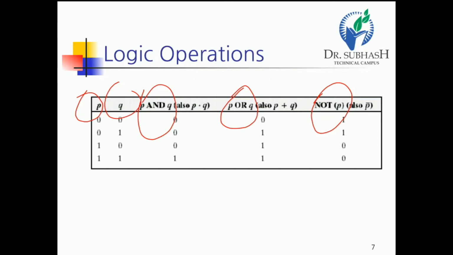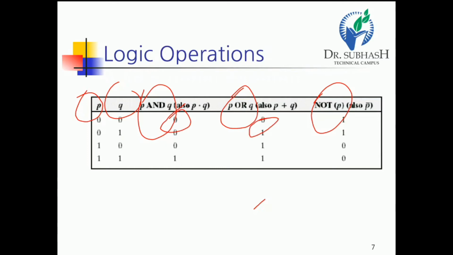Now we can discuss the first case. If p is 0 and q is 0, that means p and q. The AND operation can be performed with multiplication, so 0 multiplied by 0, we are getting the result 0. Now for the same inputs we can perform the OR operation. OR operation means p plus q. So we are getting the result 0.